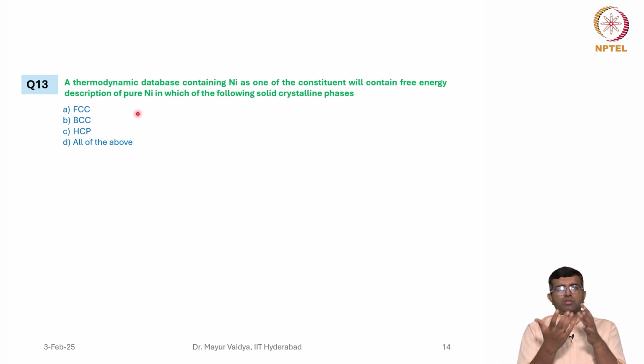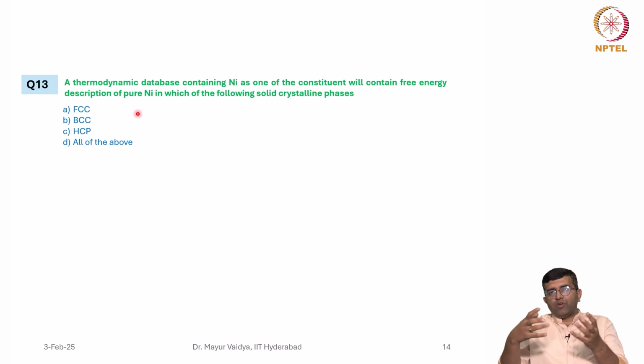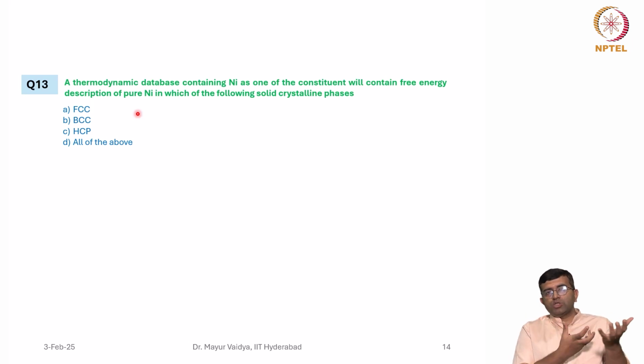Now, here please do not be confused by the fact that nickel is FCC, so only the free energy description of FCC should be available. See, when we are talking about nickel being FCC or any particular phase being an equilibrium phase, how do we know that it is an equilibrium phase? How do we know that FCC is the most stable phase for nickel? It is by comparing the free energies in different crystalline phases also. So, therefore, the description of nickel definitely contains BCC and HCP as well. This is one reason.